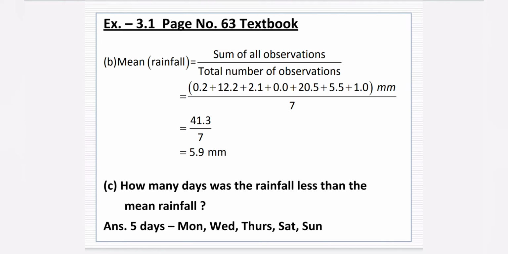So what is the mean rainfall? 5.9. And the last one is, how many days was the rainfall less than the mean rainfall? Now, what is mean? 5.9. And on Monday, Wednesday, Thursday, Saturday and Sunday, these 5 days, the rainfall was less than the mean rainfall. Clear, children? I hope you have understood this clearly.